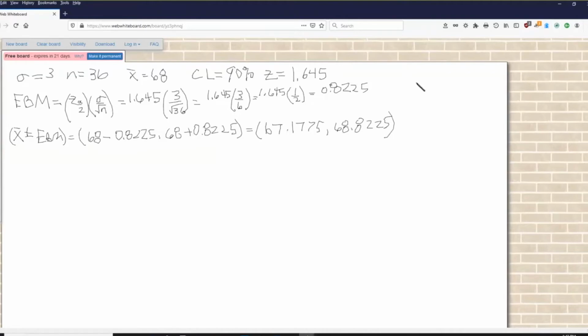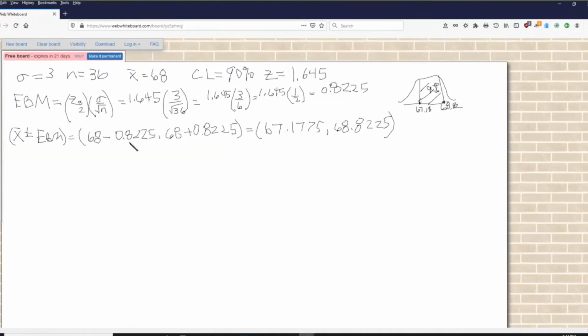So if we had a graph, this would be 90%, and this would be my upper bound of 68.8225, and this would be my lower bound right here of 67.1775. So then for our interpretation, we say we estimate with 90% confidence that the true population mean is between 67.18 and 68.82. Any questions?